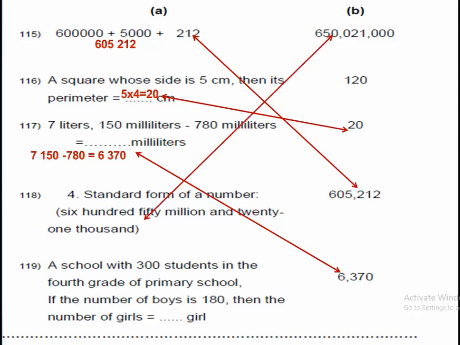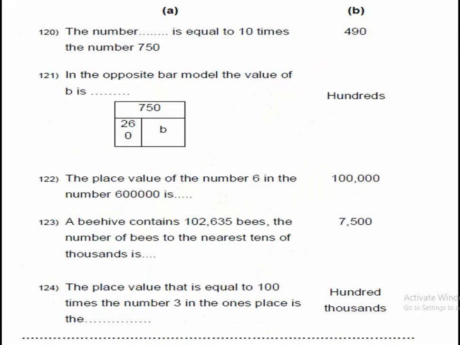21,000. It's clear. A school with 300 students in the 4th grade of primary school. If the number of boys is 180, then the number of girls equals, we will subtract 300 minus 180, it will be 120.